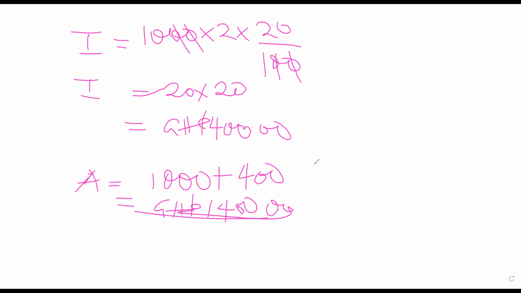So if we are continuing the scoring, you have M1 for this, A1 for this, M1 for this, A1 for that. And that ends question 2.